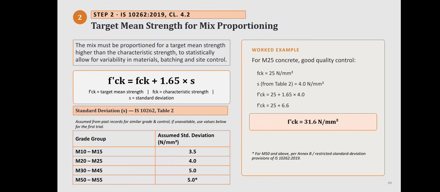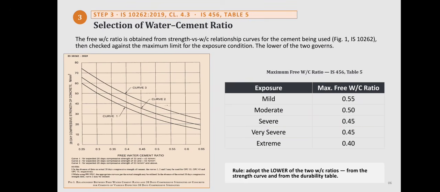For example, for M25 grade concrete, the target mean strength becomes 31.6 megapascal using the equation, and here the standard deviation is 4 megapascal. This ensures that almost all concrete produced at the site achieves at least the specified characteristic strength. The next step is selecting a suitable water cement ratio.